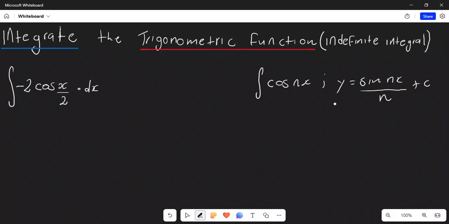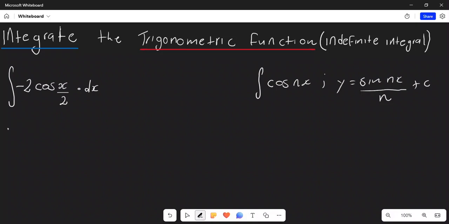So this is a standard integral of cos, basically. Just in case you don't know where these come from, or you want to know further about these derivatives of trigonometric ratios, you can go to this video here and watch it. In that video, I'm explaining this further. Okay, now let's do it.